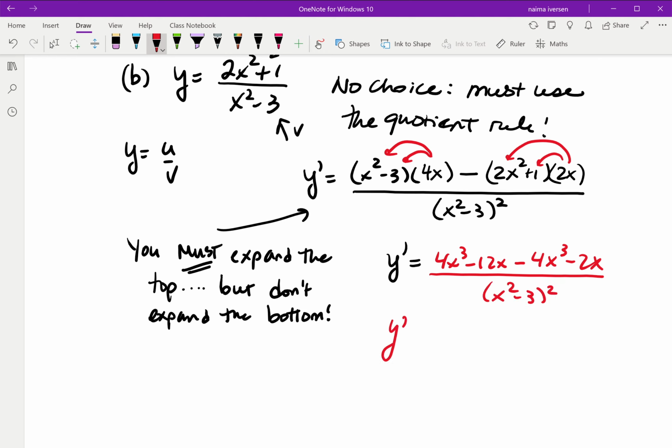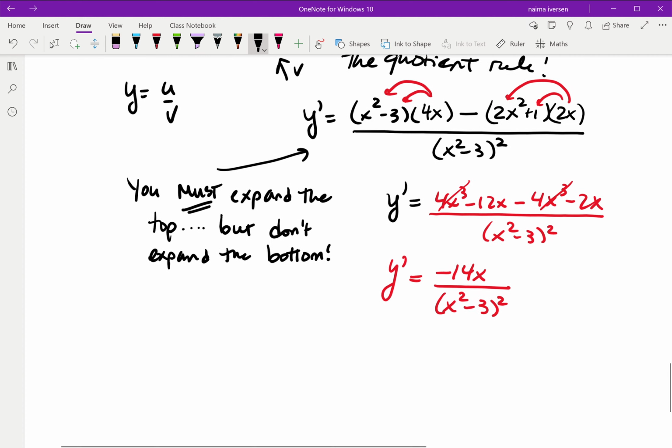So finally, if I simplify this, my 4x cubed seem to cancel off, and I'm going to end up with negative 14x on the top and x squared minus 3 squared on the bottom. That gives you a little idea. You don't need to perfect this today. You just need to see how it kind of works, because tomorrow we're going to be working all over this thing.